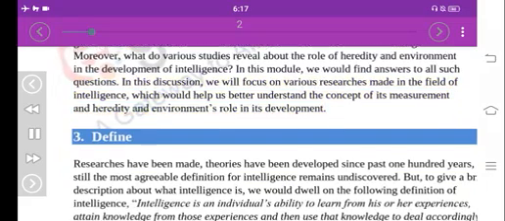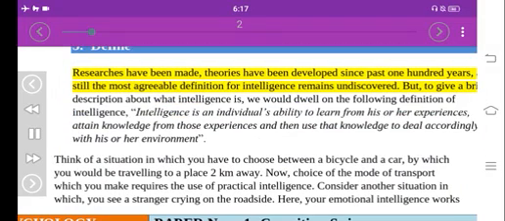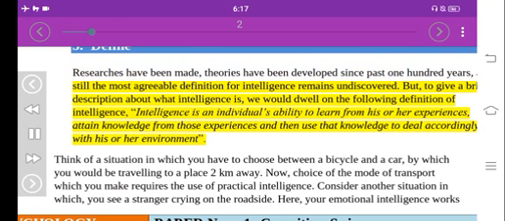3. Define. Researches have been made and theories have been developed over the past 100 years, and still the most agreeable definition for intelligence remains undiscovered. But, to give a brief description of what intelligence is, we would dwell on the following definition. Intelligence is an individual's ability to learn from his or her experiences, attain knowledge from those experiences and then use that knowledge to deal accordingly with his or her environment.